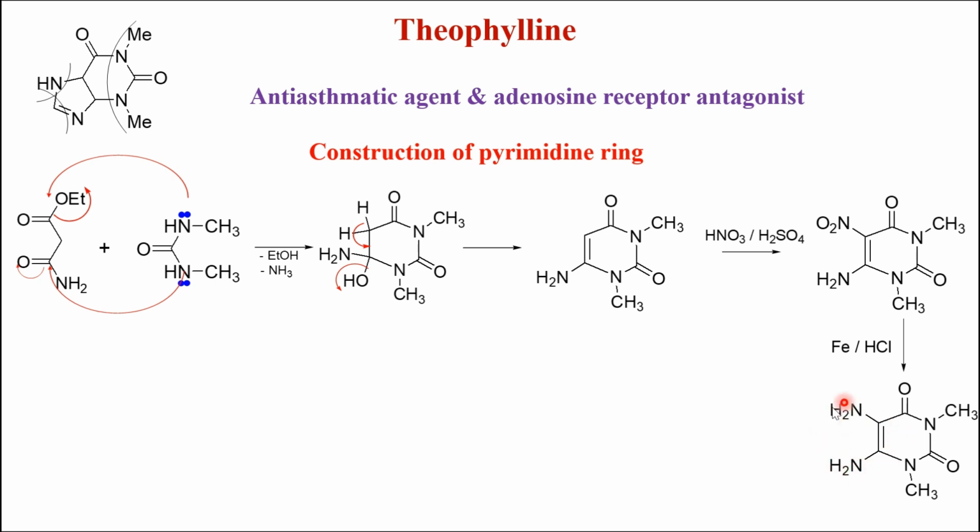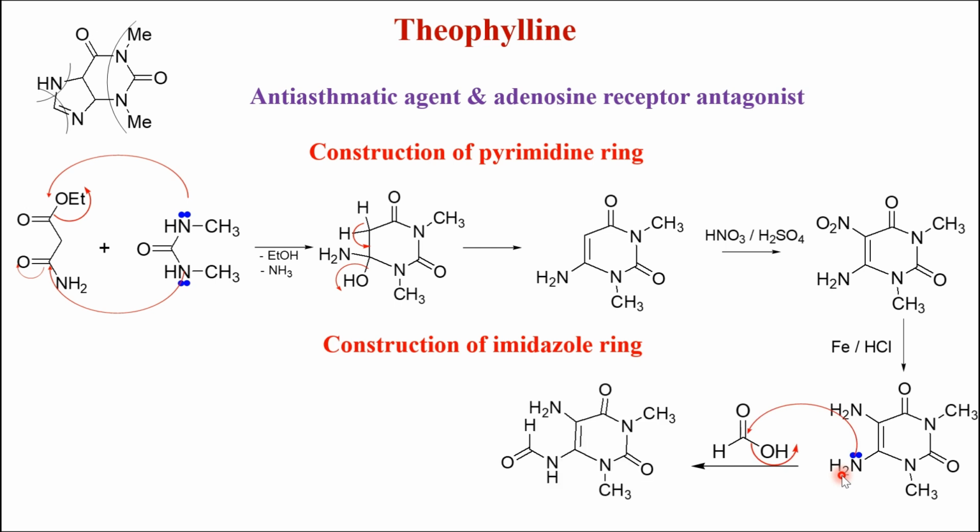I have to introduce one carbon, and that carbon should be bonded with both the nitrogens. I can construct the imidazole ring system. I take formic acid as we have taken in Traube's purine synthesis. The lone pair of electrons on the nitrogen attacks the carbonyl carbon and OH gets kicked off. When you heat it very strongly, dehydration occurs. I'll get the corresponding formamide derivative.